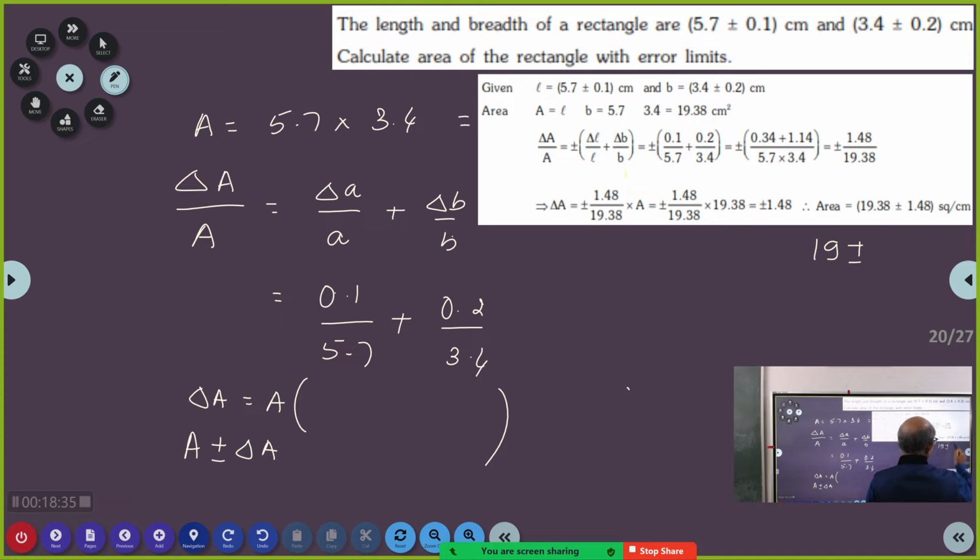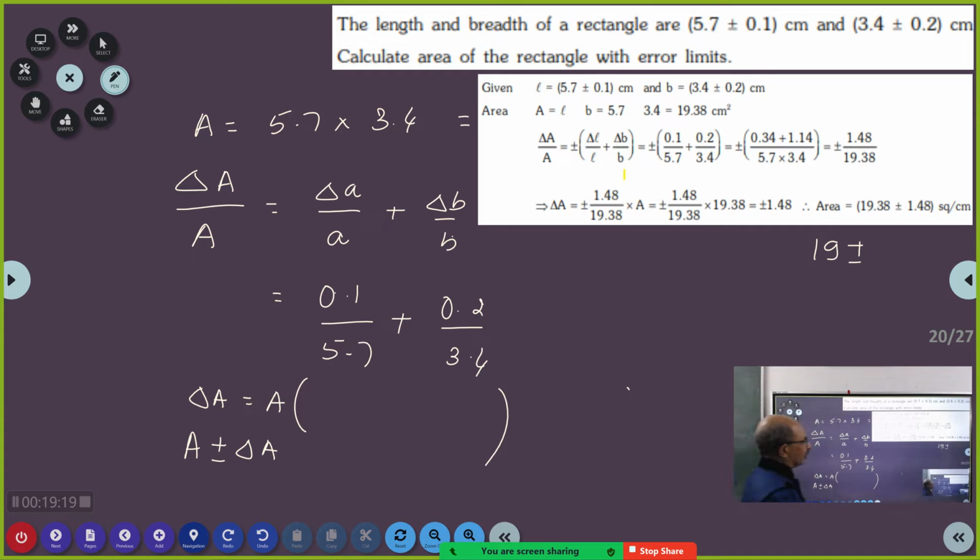While adding, we should think about the decimal places. But first we divide, and when you divide here, you will end up with one significant digit. So you see 0.1 by 5.7. What will you end up with?